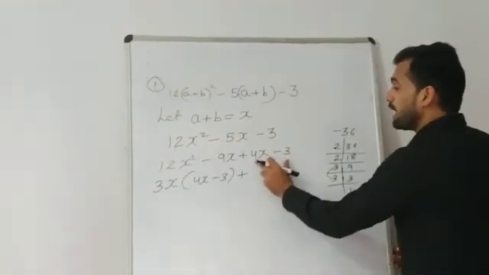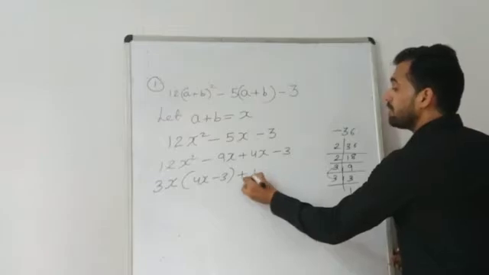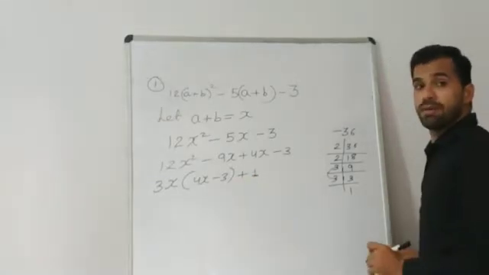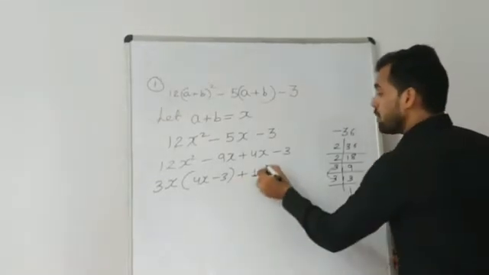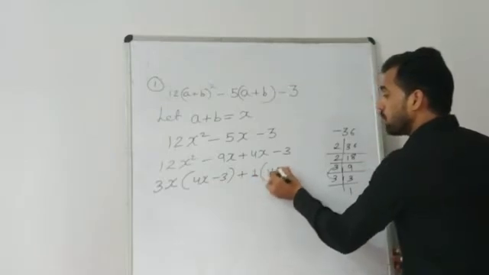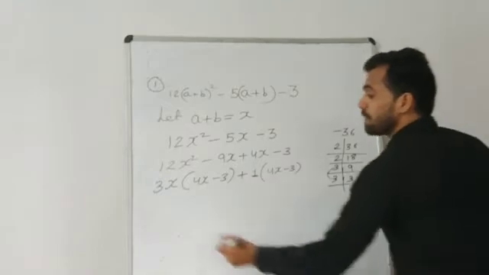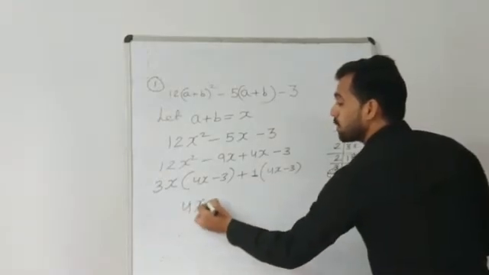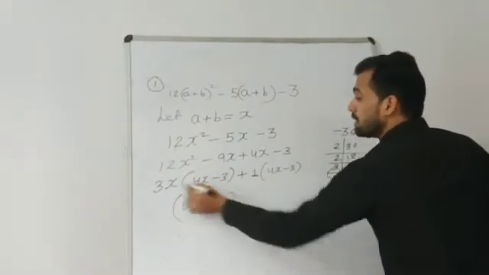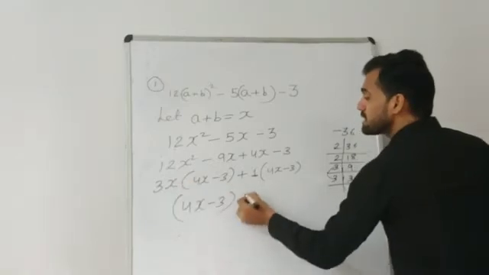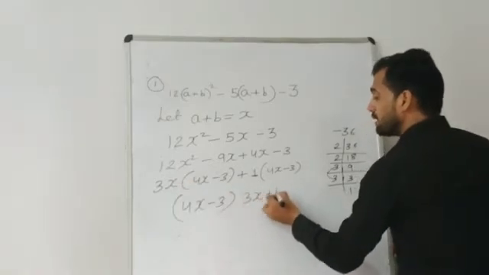So what will we write? We will write 1. Whenever we don't have anything common, we write 1 in its place. 4x minus 3 will be the same. Now this 4x minus 3 and 4x minus 3 are the same, so we will take it as the overall common. And finally we will write (3x + 1)(4x - 3).